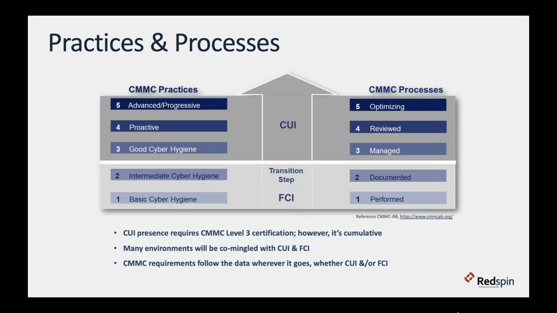So another important point from this diagram is understanding that protecting FCI only requires compliance with CMMC level 1. Say that again, certification for FCI is level 1. CMMC level 3 requires more rigor, which we'll dive into in a little more detail here, since there's a lot more involvement when it comes to becoming level 3 compliant or certified. Next slide, please.